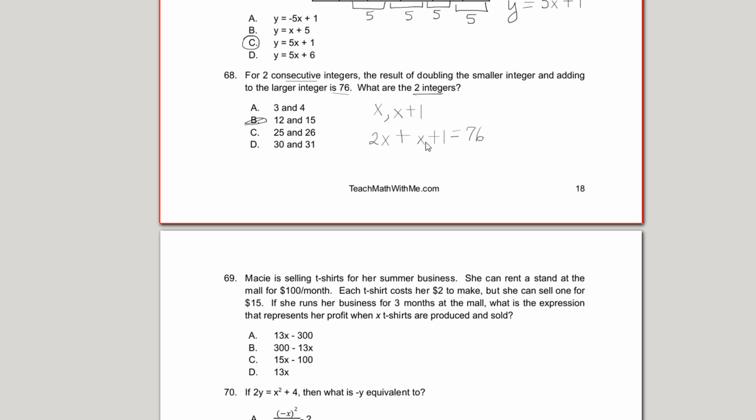So what we have here, let's add up our variables. We have 2x plus x equals 3x, plus 1 equals 76. Subtract 1 from both sides, we've got 3x equals 75. And when I divide through by 3, I'm going to get that x is equal to 25. So that is the smaller value. So that's going to make x plus 1 equal to 26. And that's answer choice C.